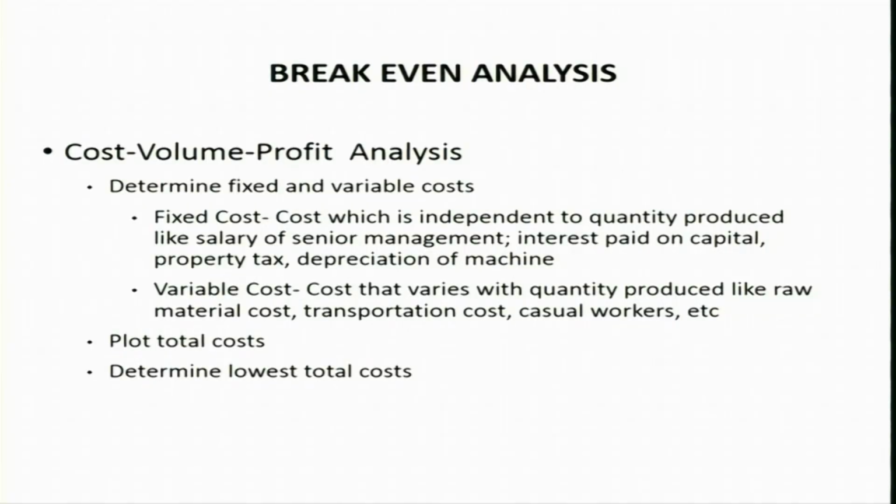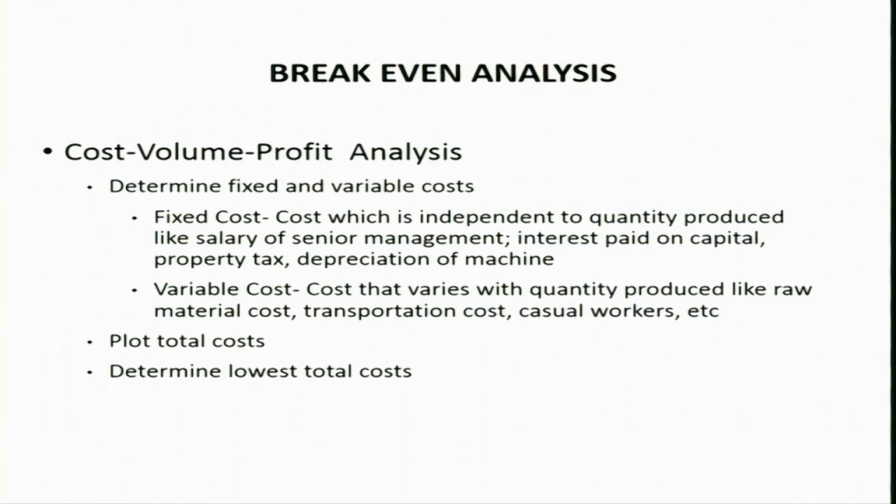If you are a factory producing something, there are certain types of cost which you have to incur, whether you are manufacturing 100 units, or 500 units, or the full capacity of the manufacturing plant. These costs include the salary of the senior management, the rent paid on the premises, interest paid on the capital borrowed, property tax, depreciation of machines, etc. So, these are some of the expenses which you have to incur, whether you produce something or not, whatsoever may be the quantity produced. This is called fixed cost.